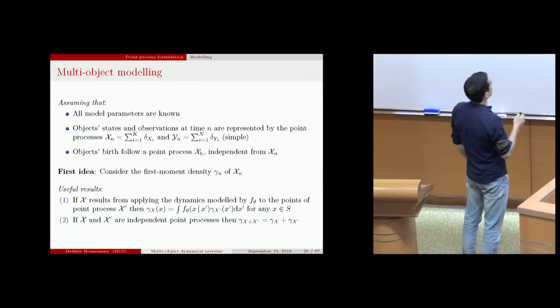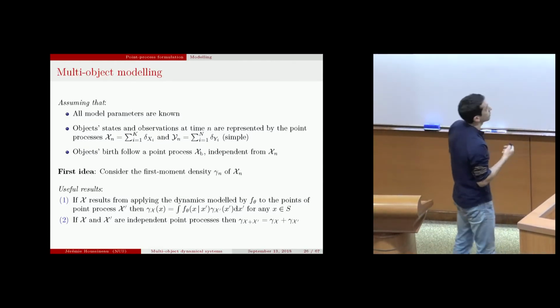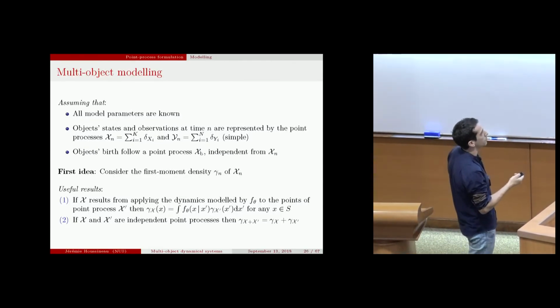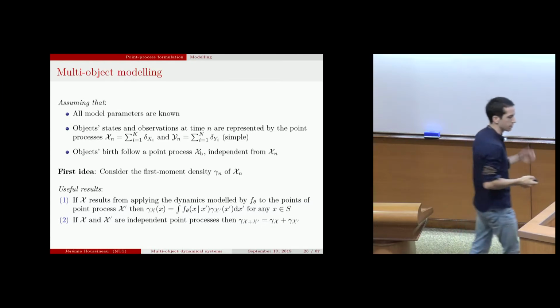And also, if two point processes are independent, the first moment of the sum of the two point processes, so we just mix up the points together, is just the sum of the first moments. So that's very nice too.